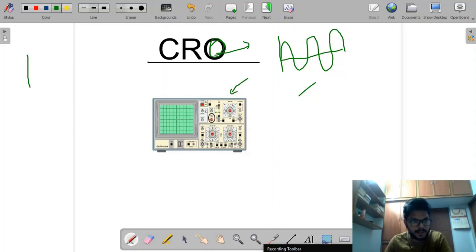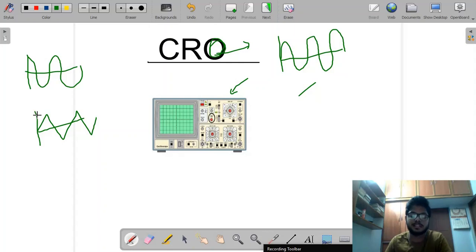Another, we know that it's a cos function. Another, it's a triangular function, right? So these types of waveforms are clearly observed on CRO. Coming to next, hope you understand what is meant by oscilloscope. An oscilloscope is a device which is used to measure the oscillations.